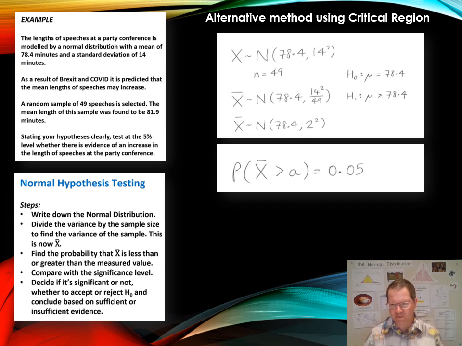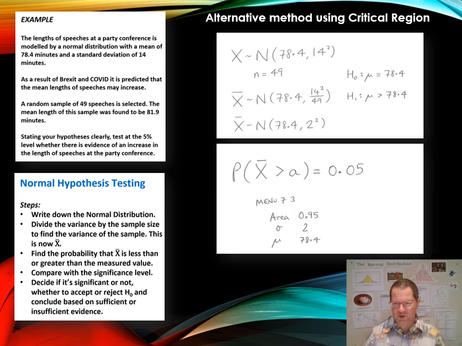But then what we do, rather than work out a probability and compare it with 5%, we work out a value that would correspond to 5%. So what value of A is there such that the probability that x bar is greater than A is equal to 0.05. So because we're doing it this way, that means we can use menu 7.3 with the inverse normal.